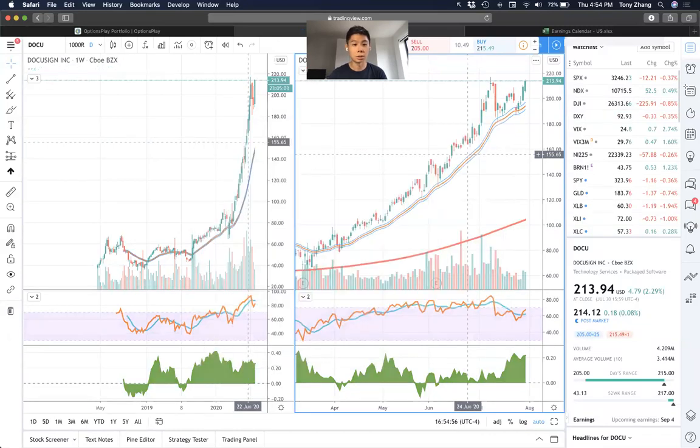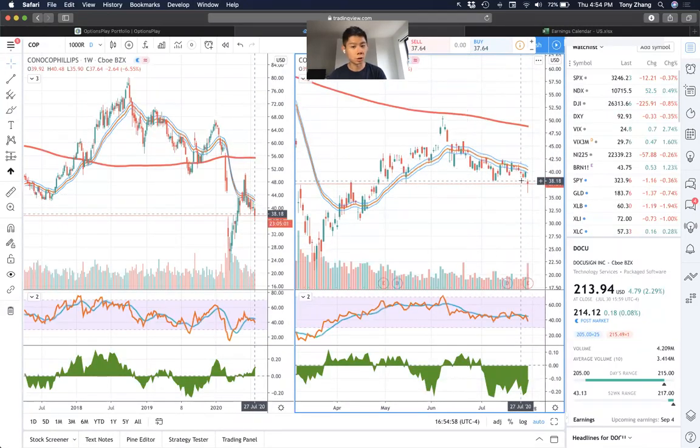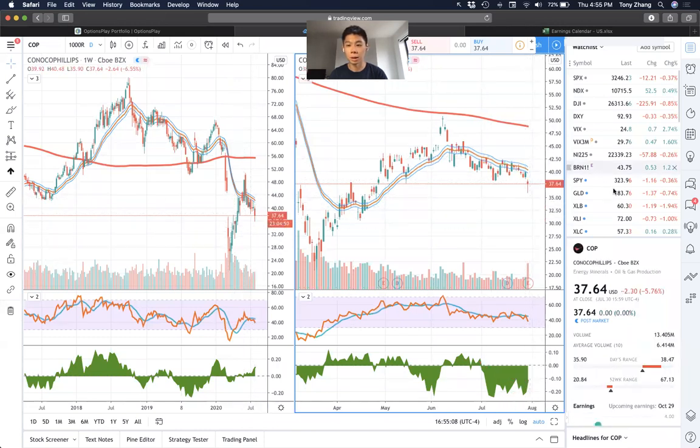As I was showing you here today, ConocoPhillips is starting to break down to the downside. As you can see, daily money flow is very weak. Weekly is still okay here, but I think you could get some acceleration to the downside for a name like ConocoPhillips.